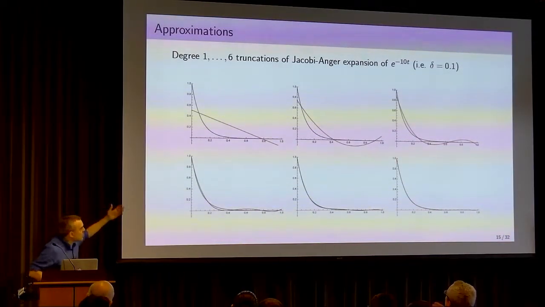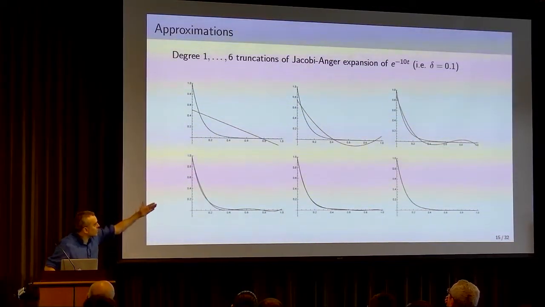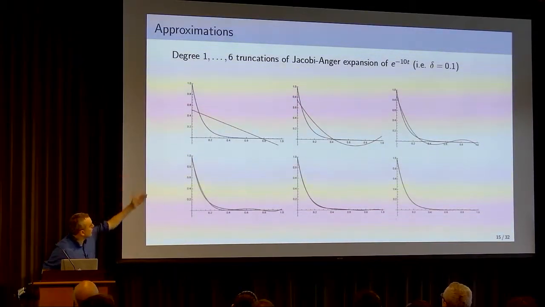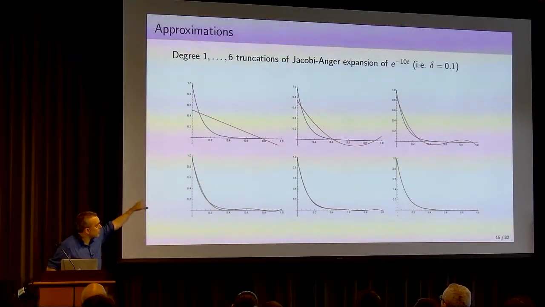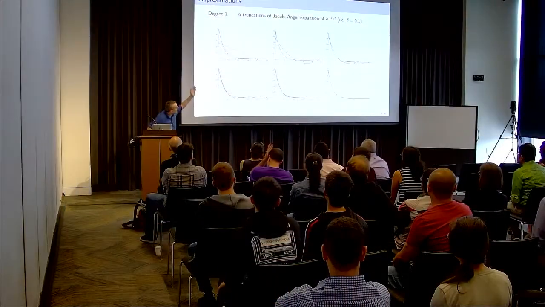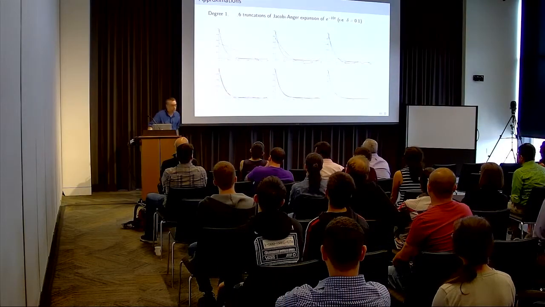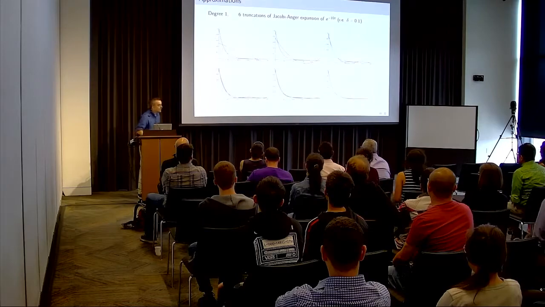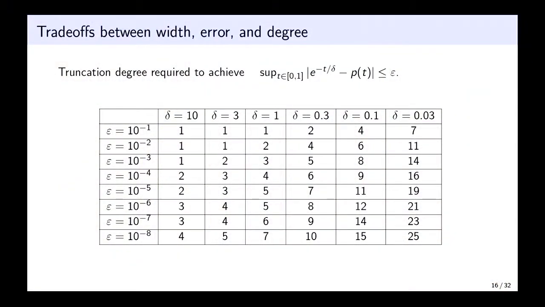Okay, good. Just more pictures, just to make it clear that the things converge really quickly. What do we have in there? The blue line is the exponential. These are the polynomial approximations of degree 1, 2, 3, and so on. As you can see, the error very quickly gets to 0. Same kind of thing, just to give you an idea, as a function of the error epsilon that you want, and the width of the kernel.